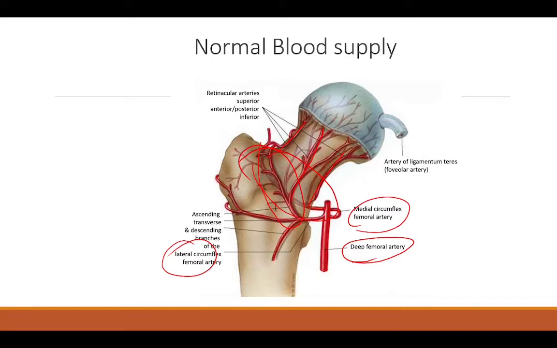These then form a subsynovial anastomosis at the junction of the head and the neck where the articular surface is present. The major contributor to this ring is the deep branches of the medial circumflex femoral artery. In cases of trauma, this intrasynovial ring is disrupted, which causes AVN eventually. Additional supply is also by the artery of the ligamentum teres, which is a branch of the obturator artery.